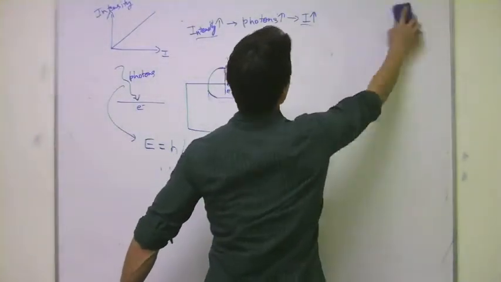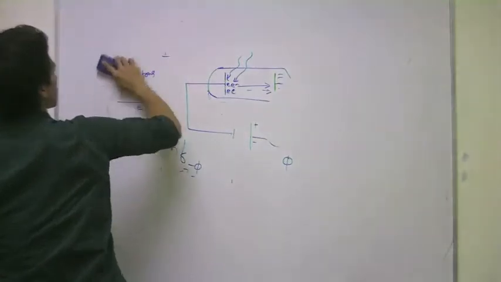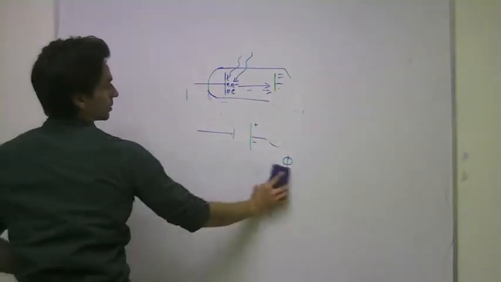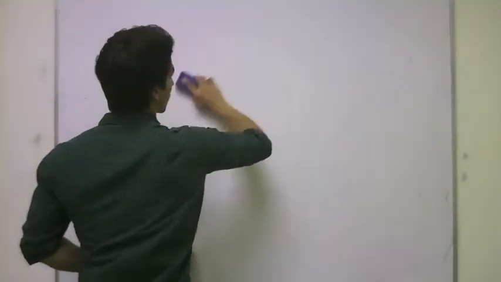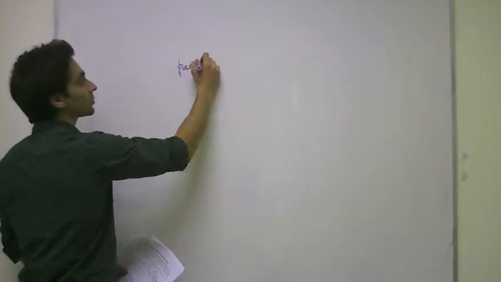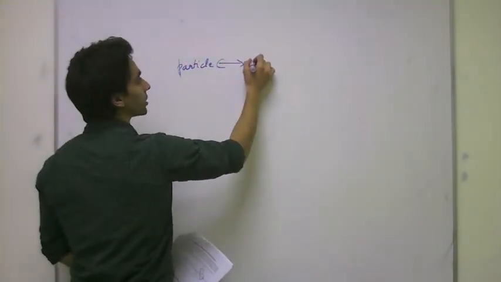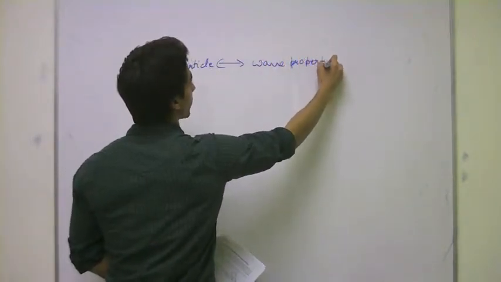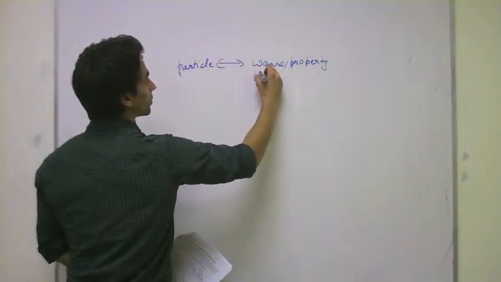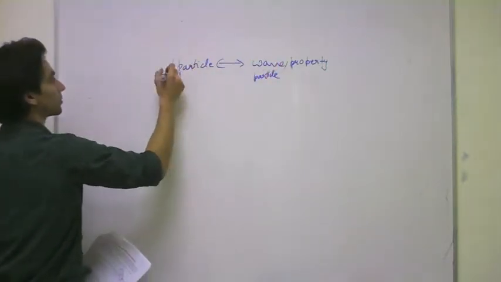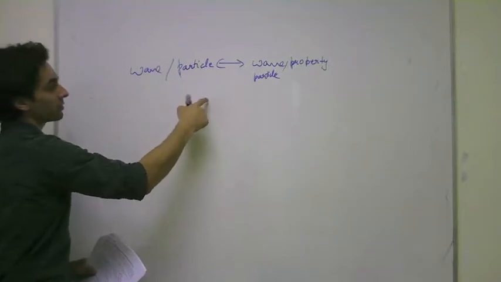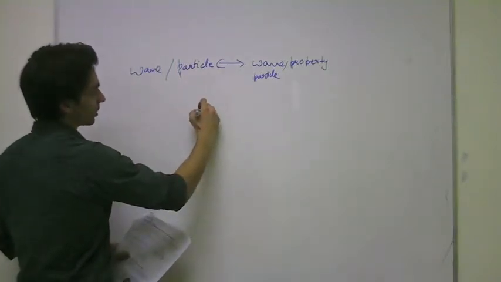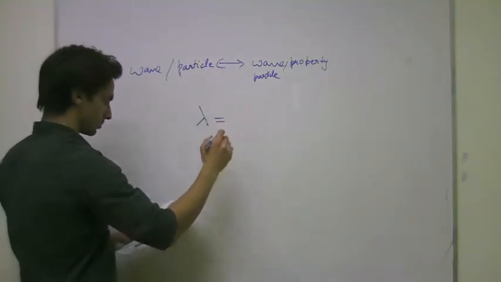Now 13.1.5 is to do with the wave particle duality. So every time in the exams the students are faced with a situation where you are being asked for the wave property of a particle or the particle property of a wave, you need to be looking at de Broglie's equation.